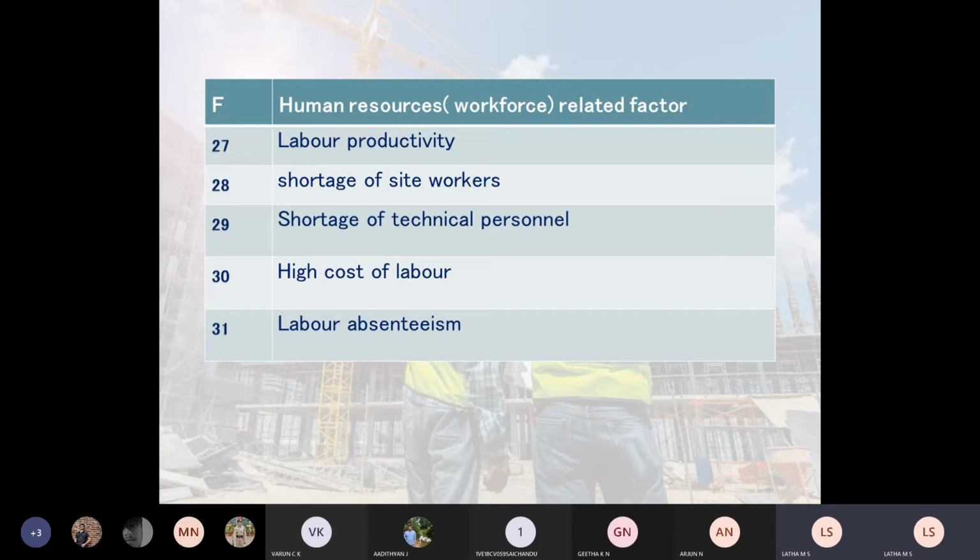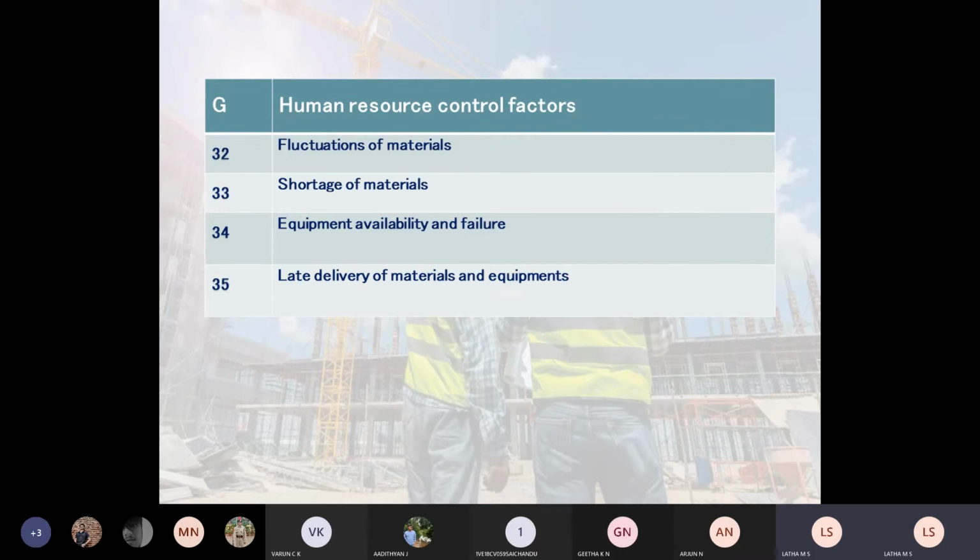All this is contributing towards the overrun, because as a delay you find delay in many things, as in delay in money factor. Next is the human resource control factor. So again, it is the same fluctuation of materials. The materials, for example, students, sand is not available, river sand is not available. We go for M sand, right?